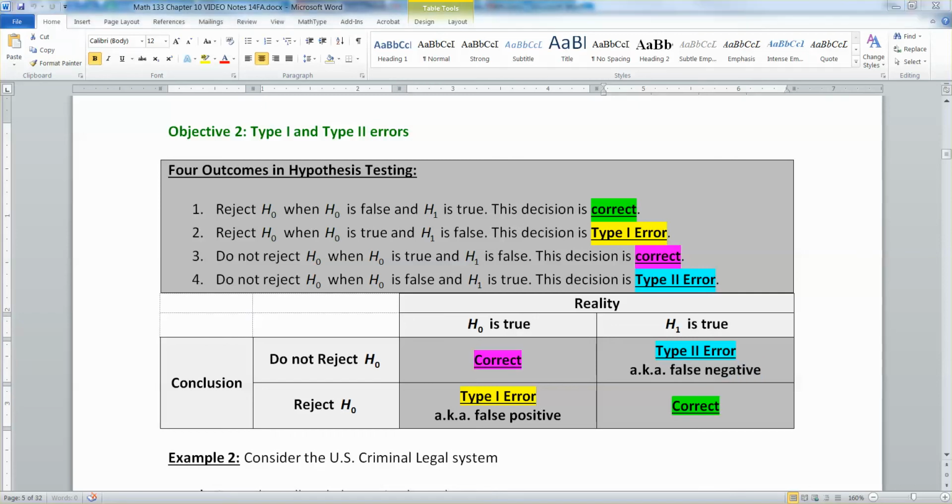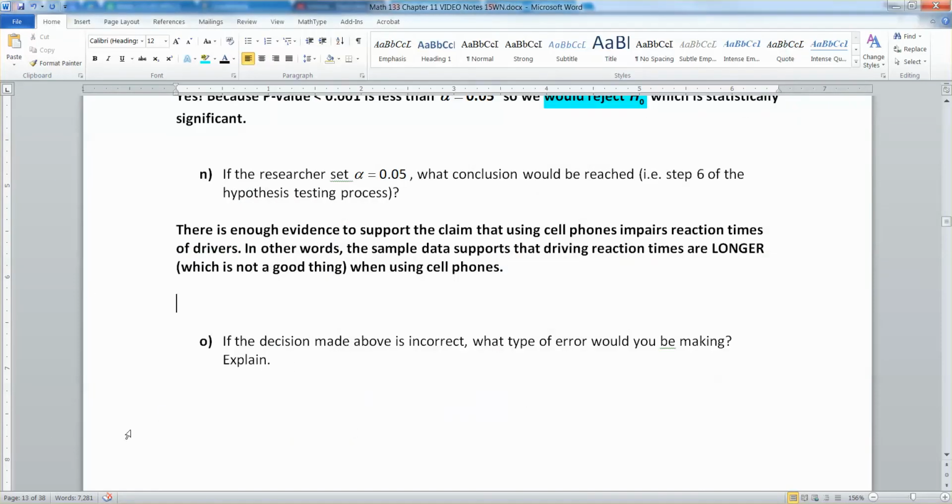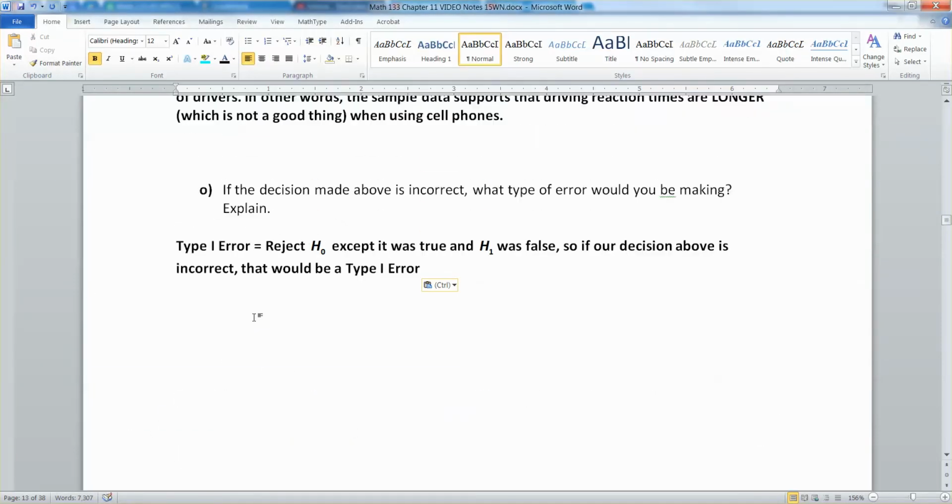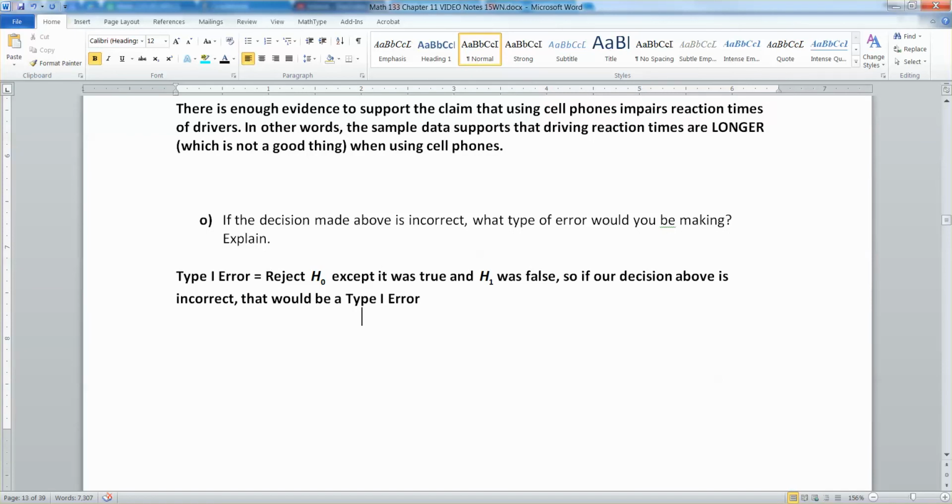All right, so we rejected the null hypothesis. We said driving with your cell phone, using your cell phone impairs your reaction time. So we were saying we rejected H null. So if you were going to make a mistake, it would be a type 1 error, right? Because our decision above was to reject the null hypothesis. So let me write that. So let's see if we can say this. Type 1 errors reject H0 except H0 was true and H1 was false. So if our decision above is incorrect, that would be a type 1 error because we rejected H0.